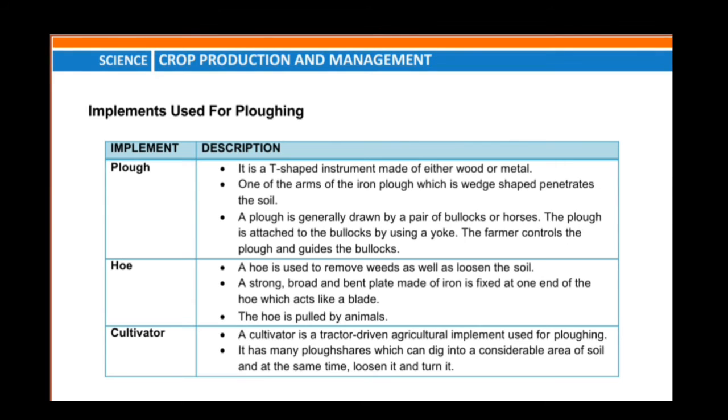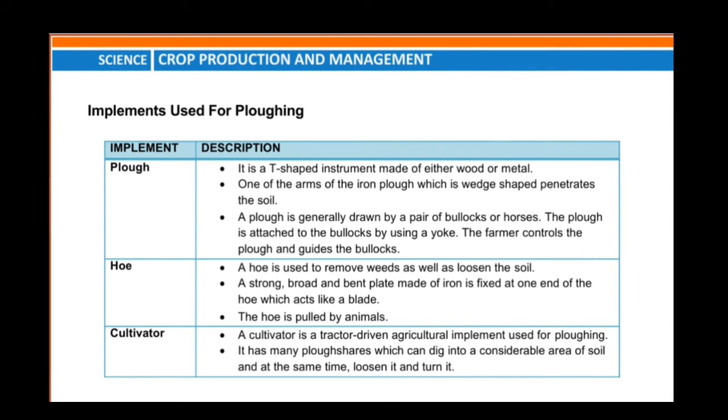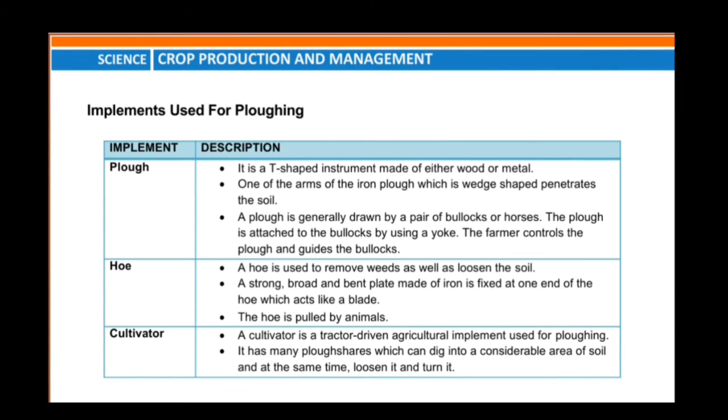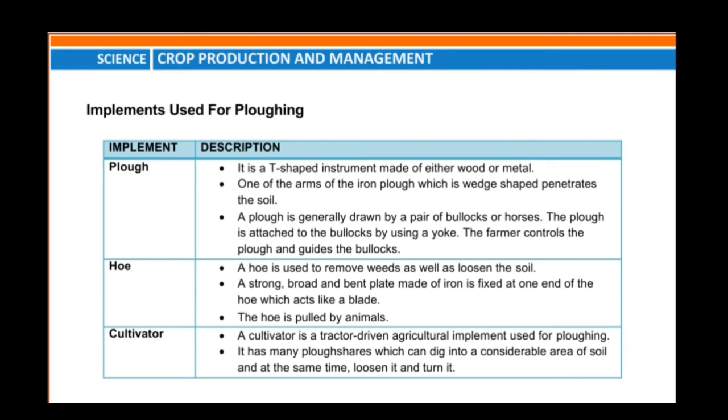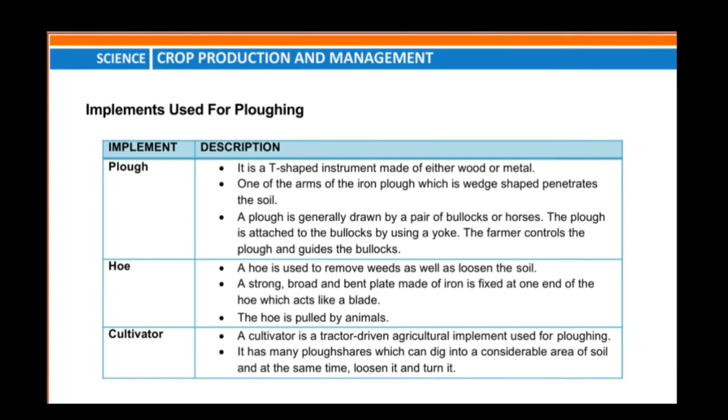You can say it is a manual method of loosening the soil. Next is your hoe. It is made of a long rod of wood or iron. A broad bent iron plate is attached to one end. It works like a blade and also used for tilling and removing weeds. Next is your cultivator. It is much advanced, used for plowing. It is a much advanced tool that is used for plowing nowadays. It is a tractor which is used for plowing. It saves time and labor. Okay, so I hope these 3 implements that are used for plowing are clear to you.